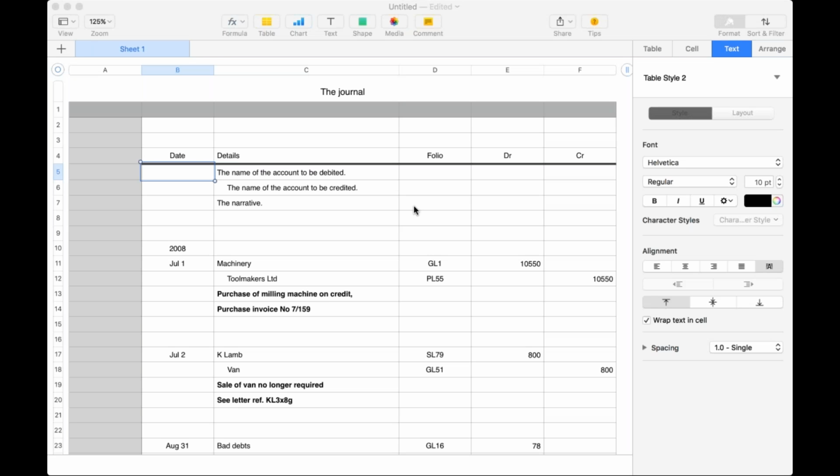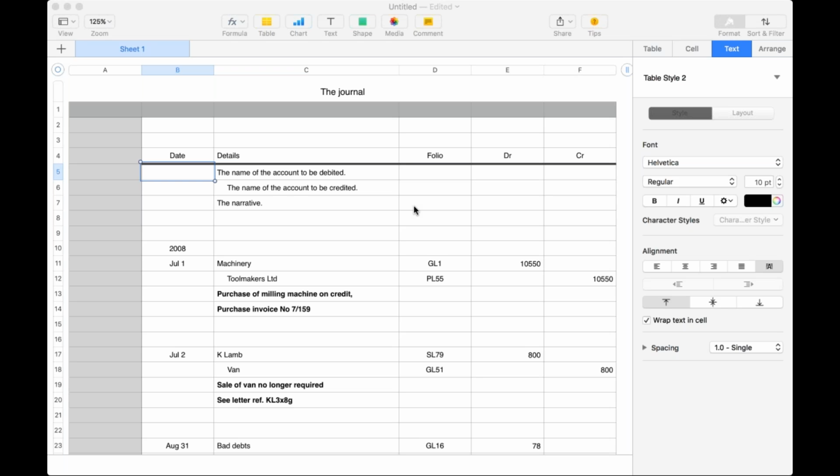Now the journal is an area which often does slip up students, but it's a fairly easy area. It's just important to remember that the journal itself is not part of the double entry system. It's very much a sort of diary, if you like, to record transactions.